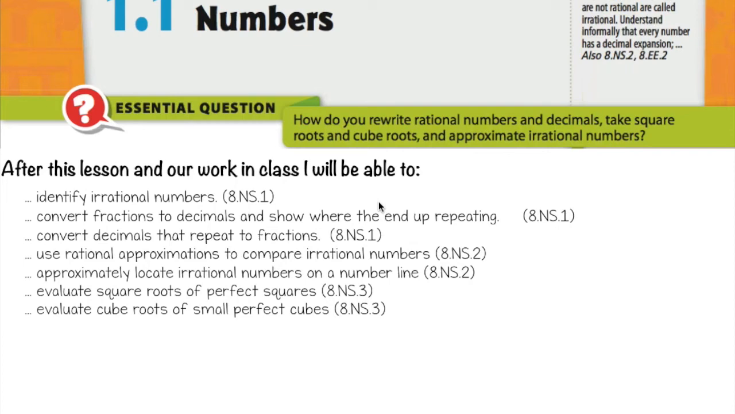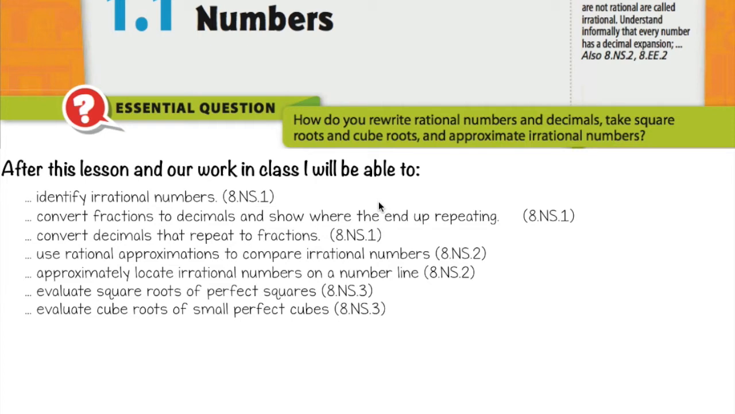All right, welcome to our first official lesson from grade 8, so Module 1, Lesson 1. We are working with rational and irrational numbers. So make sure that you have your vocabulary done. Make sure that you brush up on irrational and terminating and repeating decimal.